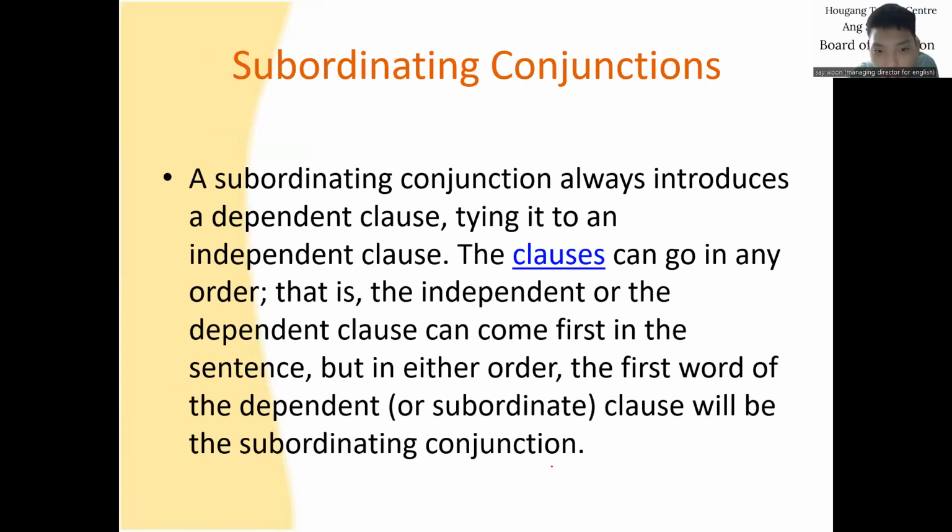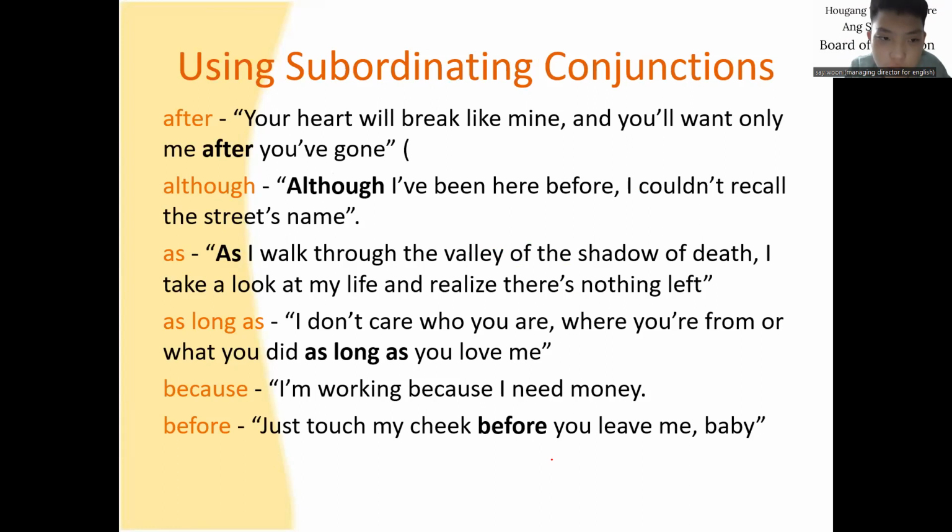Subordinating conjunctions. A subordinating conjunction always introduces a dependent clause, tying it to an independent clause. The clauses can go in any order, that is, the independent or the dependent clause can come first in the sentence, but in either order, the first word of the dependent or subordinating clause will be the subordinating conjunction. Using subordinating conjunctions: after.